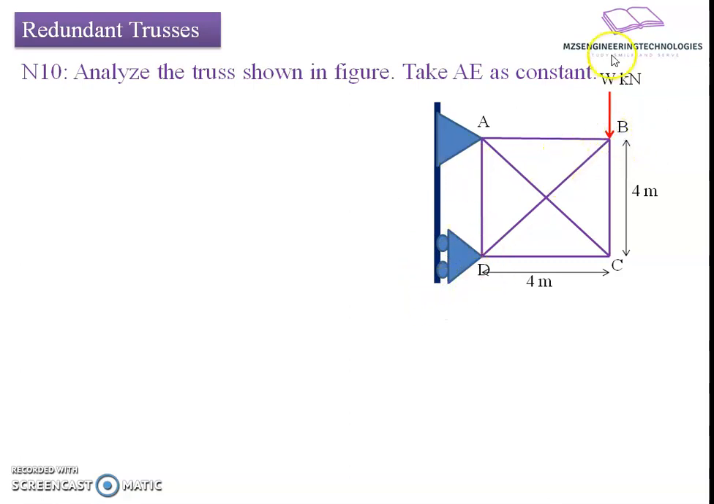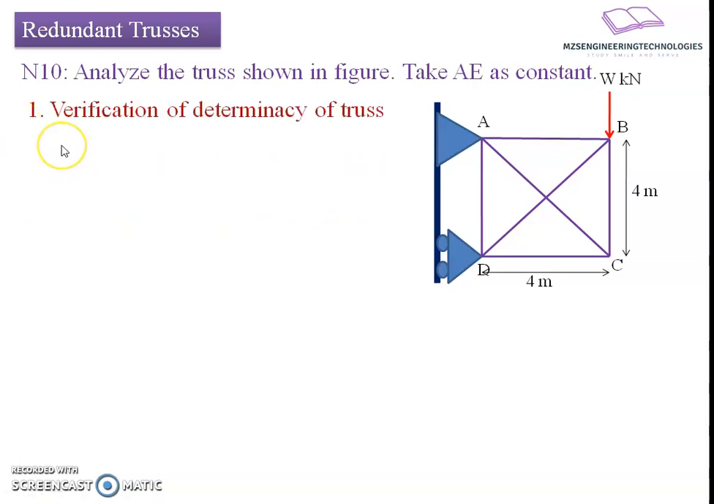At joint B, a vertically downward load W kilonewton acts. The bay width is 4 meters, and the height of the frame is 4 meters. It is supposed to find the member forces within this assembly. To begin with, we will first verify whether the given truss is statically admissible or not.